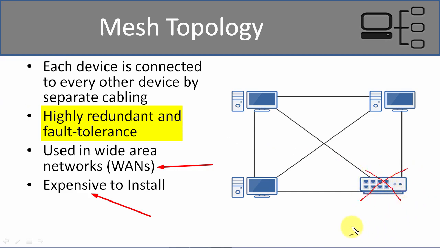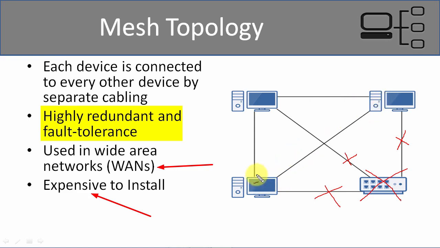So the switch dies, and you notice that all of a sudden this cable becomes useless because it connects through here. This cable becomes useless as well, and this cable becomes useless as well. However, these systems can still communicate amongst all 3 of themselves because they have other connections.